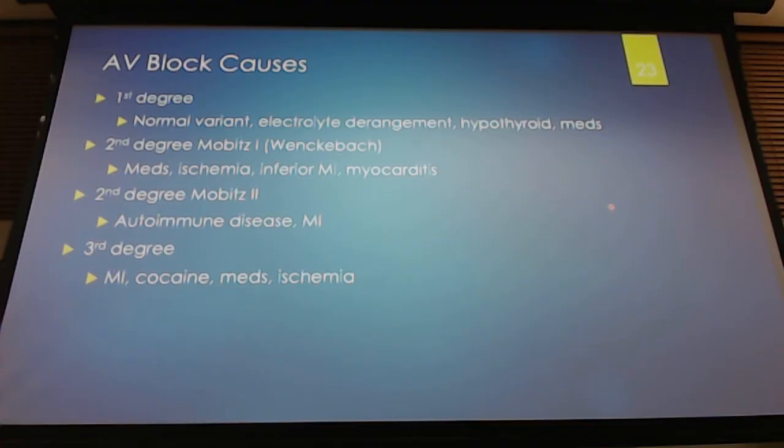Second degree, what can cause a second degree? So second degree, we have Mobitz type 1, also called Wenckebach. Okay, that can be from medications, from myocarditis, from a prior MI. And then we have second degree Mobitz type 2. Okay, that is more serious. Autoimmune diseases, pretty significant MI. So type 2 is something that we really get concerned about in patients.